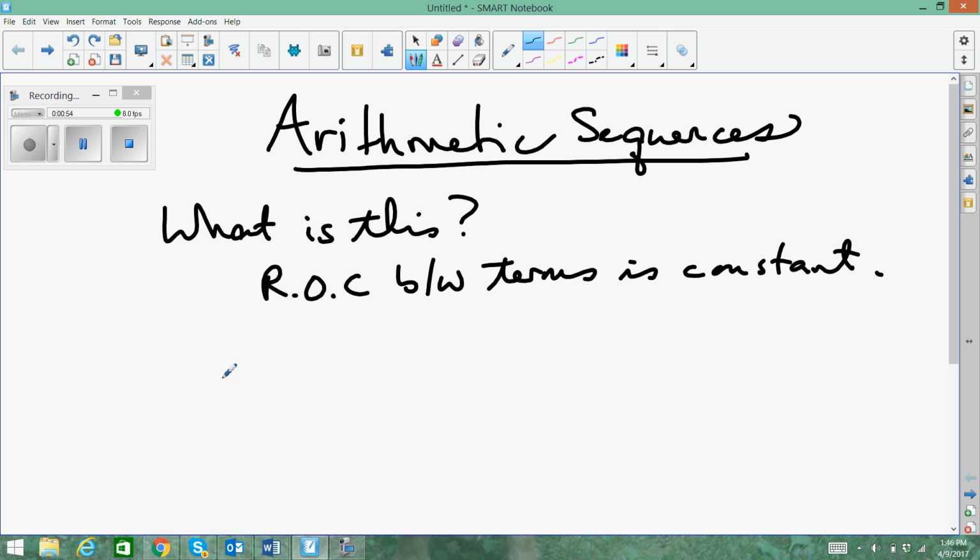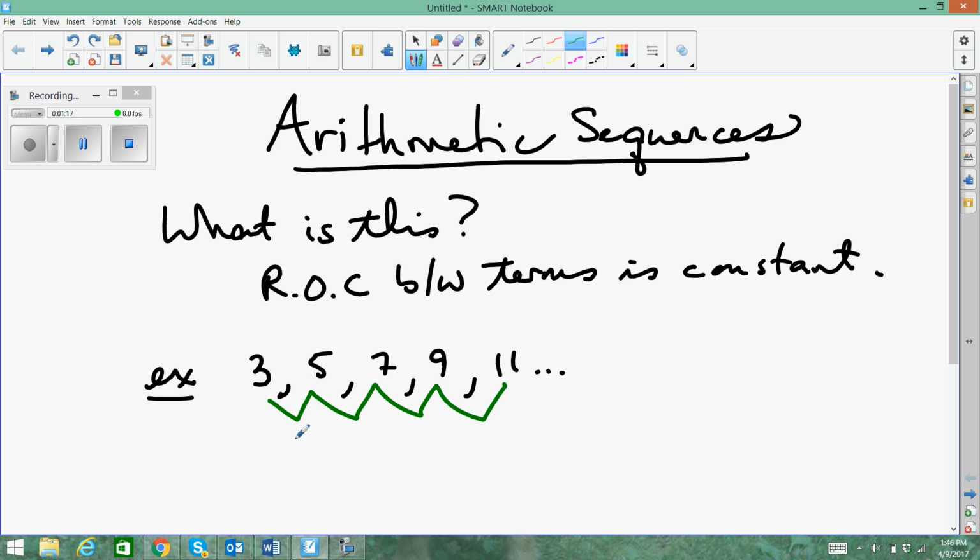So, for example, 3, 5, 7, 9, 11, dot, dot, dot. That means it goes on forever. Okay? So, the rate of change between the terms is just the difference between the terms. And as you can see here, the difference between all of the terms is 2. So this is what we would call an arithmetic sequence.